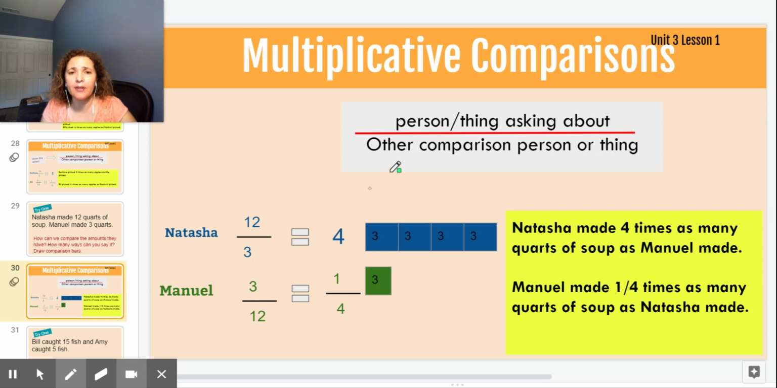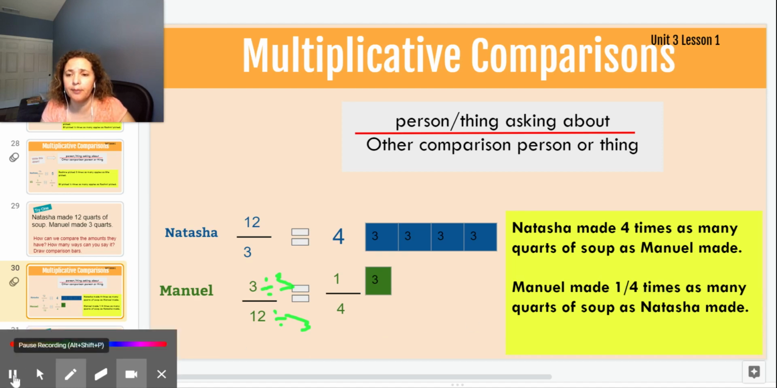So another way to write this with the person I'm looking for, Natasha, she had 12. Who am I comparing to? Manuel, who had 3. Sorry, 12 divided by 3 is 4. Manuel's, what did Manuel have? Manuel had 3. Who am I comparing to? Natasha, who had 12. So 3/12, which is the same thing as 1/4 because I can divide both by 3. 3 divided by 3 is 1. 12 divided by 3 is 4. And here are my comparison bars. So I can say Natasha made 4 times as many quarts of soup as Manuel, or Manuel made 1/4 as many times the quarts of soup as Natasha.